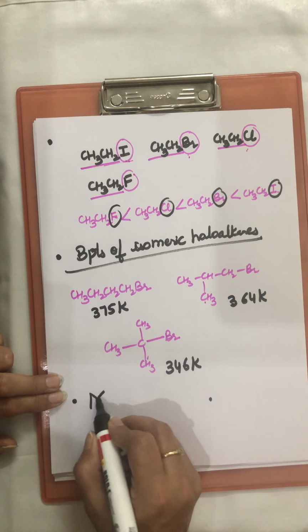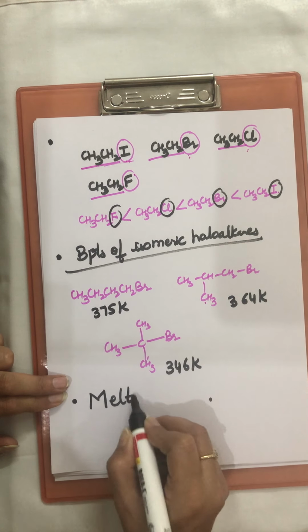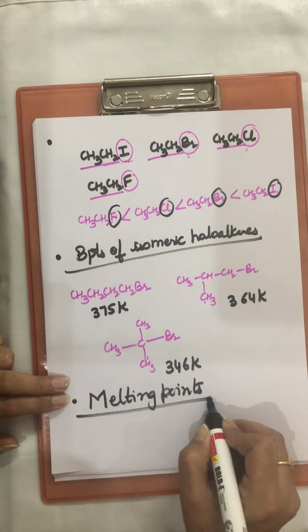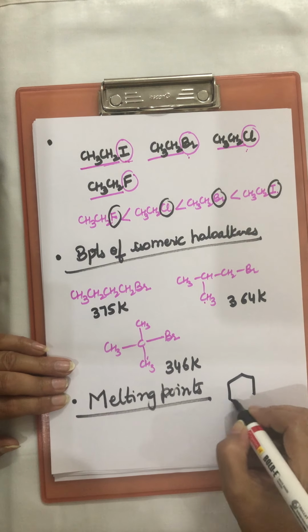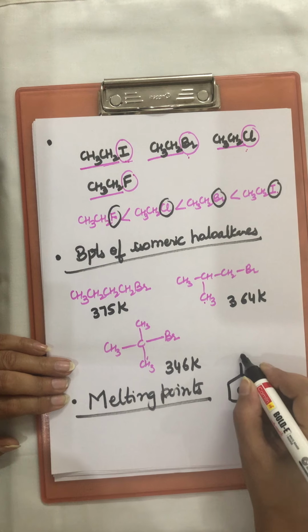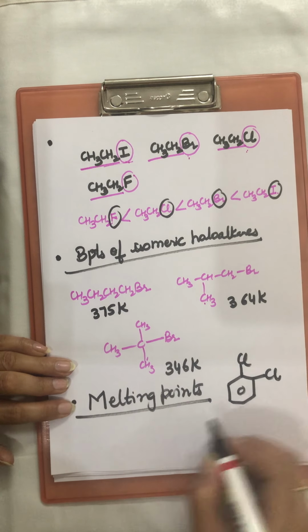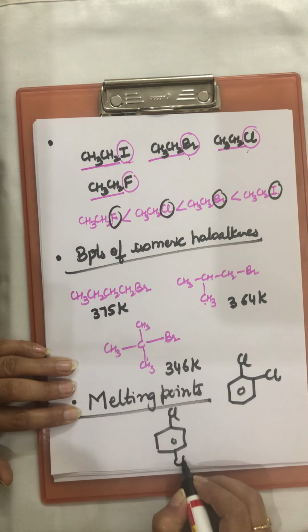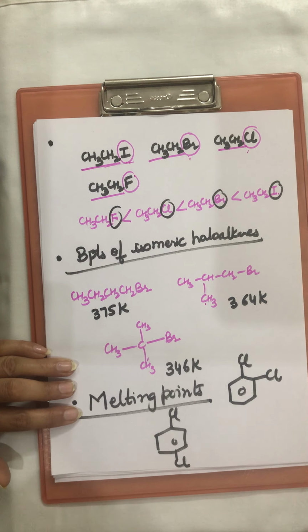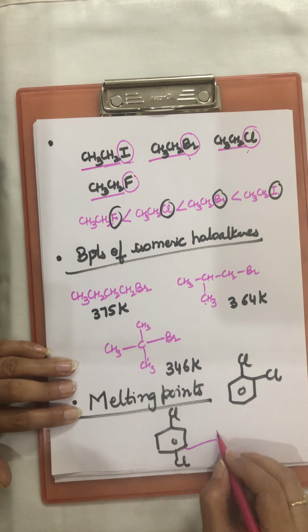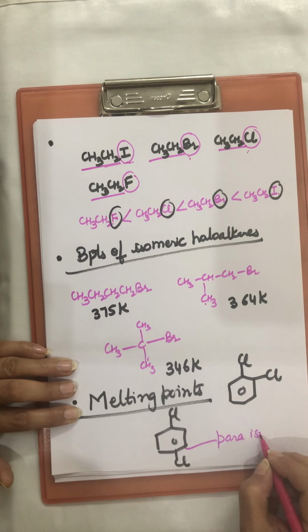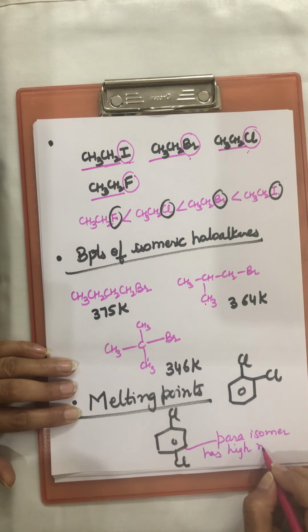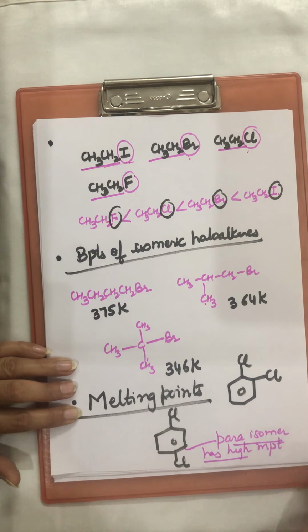The next physical property after boiling points is melting points. For melting points, we are taking haloarenes. This is the ortho isomer and this one is the para isomer. Out of ortho and para isomers, the para isomer has a high melting point. Para has a high melting point.